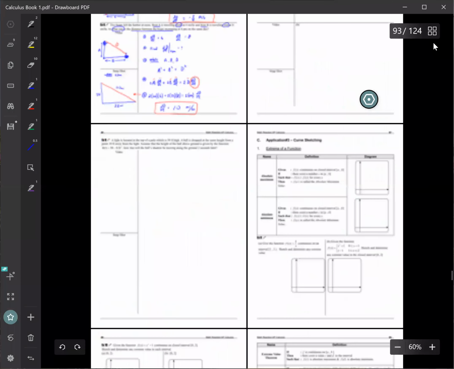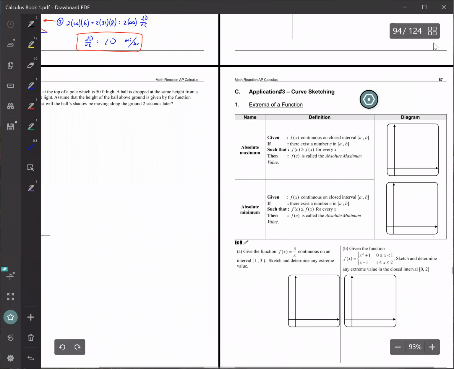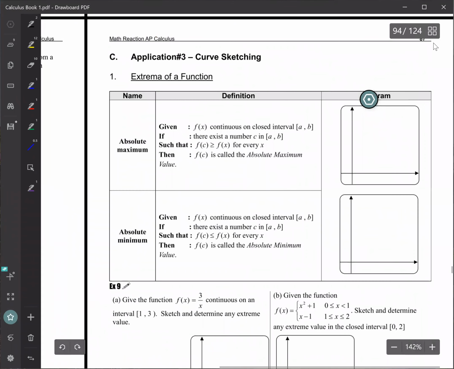So later on, after we finish all the applications, if the time is okay, then we can go back and look at more examples, right? So the third one is called curve sketching. This is a bit longer topic, okay? So let's quickly go through the outline, what's inside here.